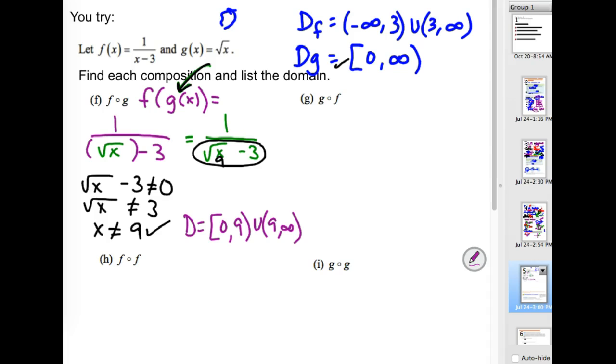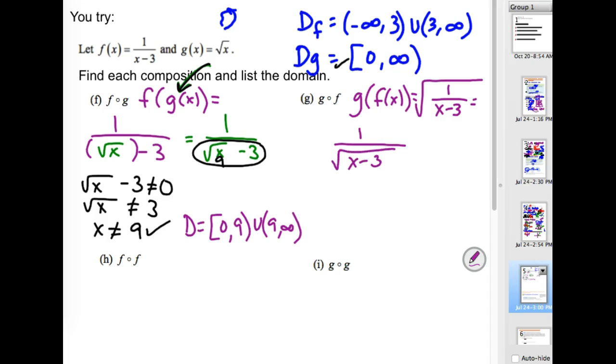Okay. For our second example, we are looking at the reverse, g of f. So I'm going to start with g and dump f into it. So I'm starting with the square root of something, and I'm going to dump f into it, which is 1 over x minus 3. Now, we can square root the 1 on top. It's just a 1. But we do still have the square root of x minus 3 in the denominator.